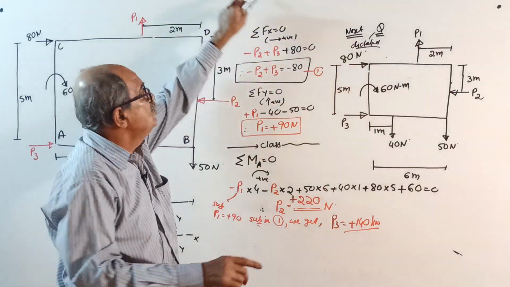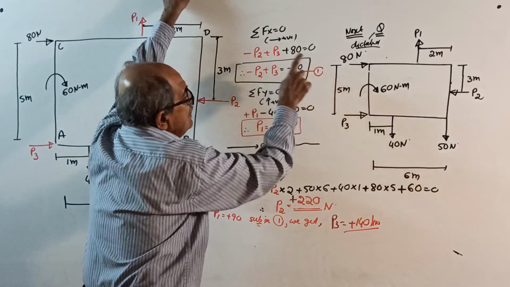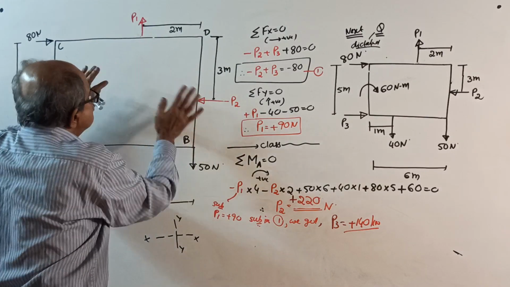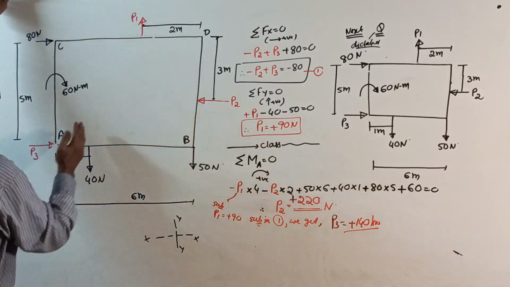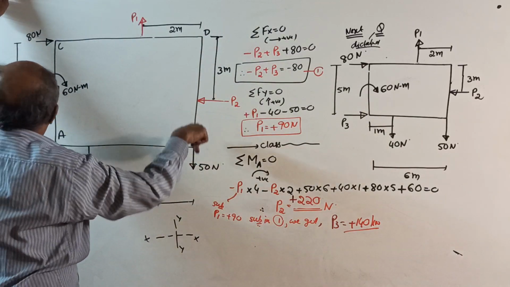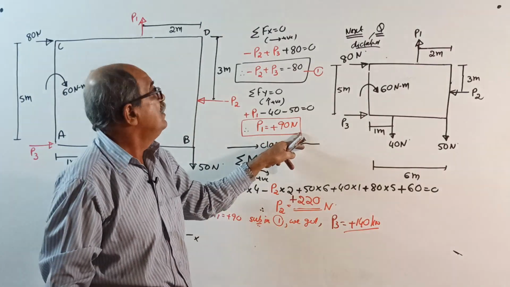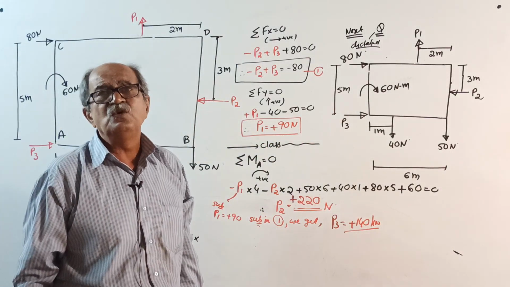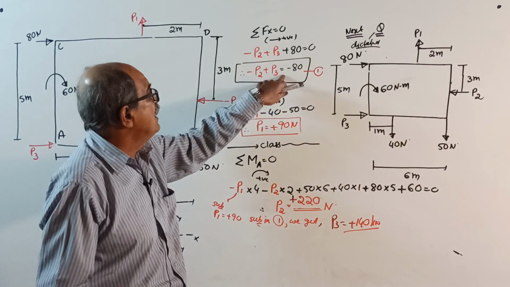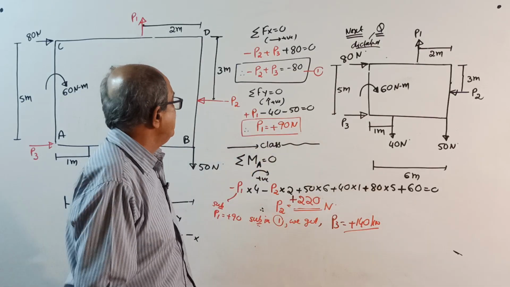You will solve now. You get minus P2 plus P3 equal to minus 80, equation number 1. Sigma Fy equal to 0: plus P1 minus 40 minus 50 equal to 0. You get the value of P1 directly because there is only one unknown vertical. Otherwise, suppose there is one horizontal and two vertical unknowns, you would get the equation differently. You get P1 equal to plus 90.